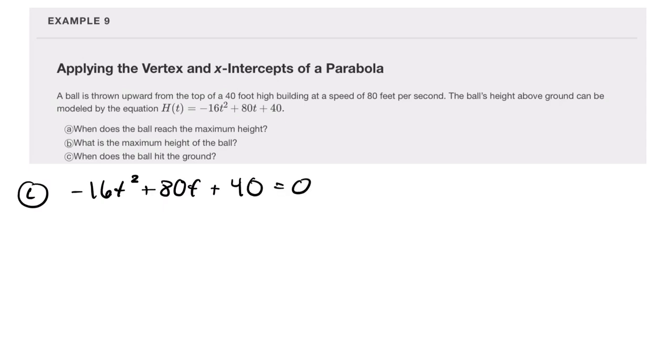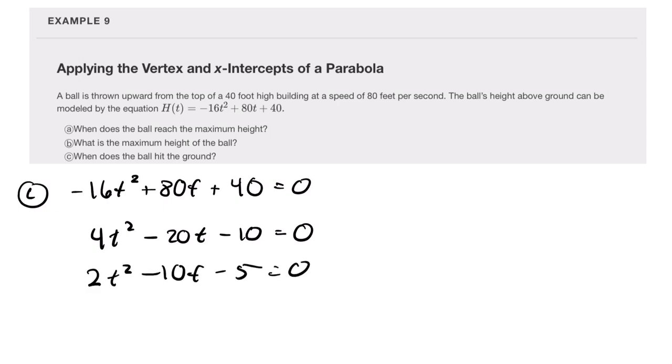It looks like we can at least divide. Let's factor out a negative 4. I'm just going to divide both sides by negative 4. That's going to give us 4t squared minus 20t minus 10 equals 0. Okay. And then it looks like we can factor out a 2. So I guess we could have factored out 8, but that's fine. We're going to go ahead and factor out 2 from everything. So now we'll have 2t squared minus 10t minus 5 equals 0.